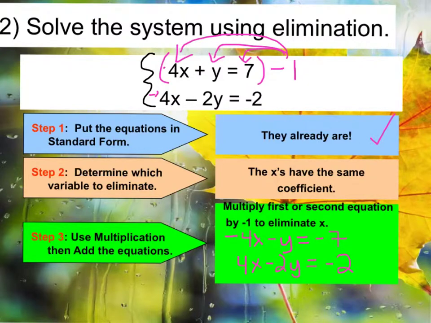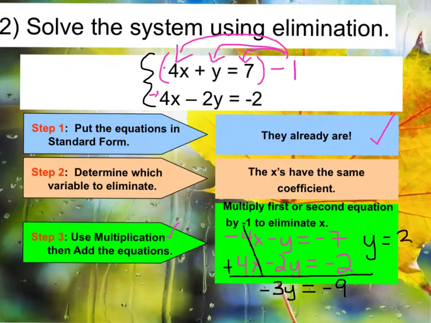So now that I've used multiplication, now I need to use addition and add these two equations together. When I do that, -4x plus positive 4x is 0. Therefore, the x's eliminate just like what I wanted to happen. -y minus 2y is -3y. And this is going to equal -7 minus 2, which is -9. Divide both sides by -3, and y will equal 3. And I have the first part of my answer.